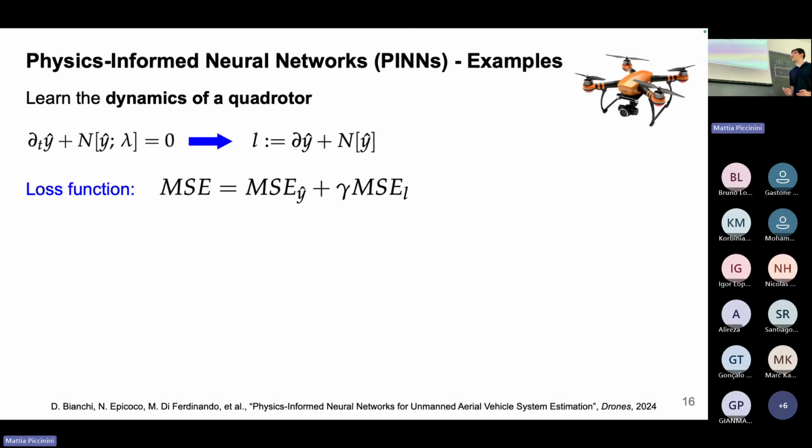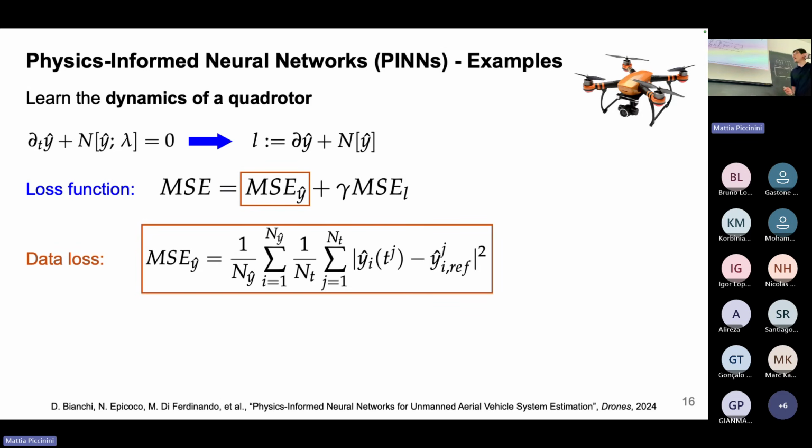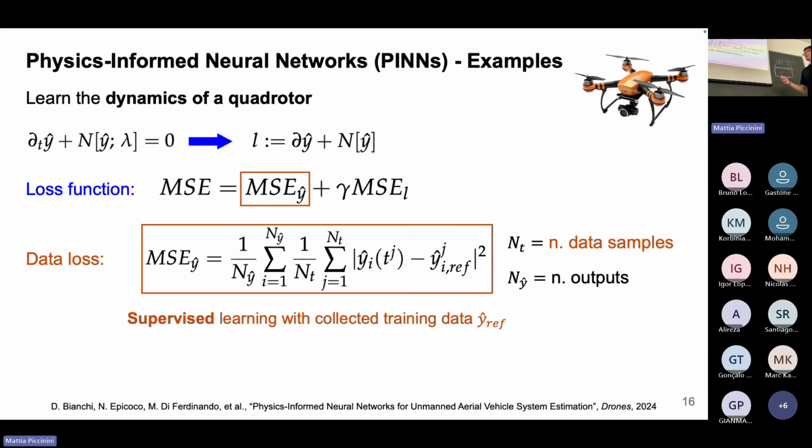So the first term here, MSE y, is the mean square error between your model predictions, y hat, and the ground truth data, right? So this is supervised learning with collected data y ref. This is data you collect by driving the drone, and you put it in the loss function. This is quite standard supervised learning. But then they have a plus, and here N_t is the number of data samples you can collect, and N_y is the number of outputs, which is the number of states in your model.